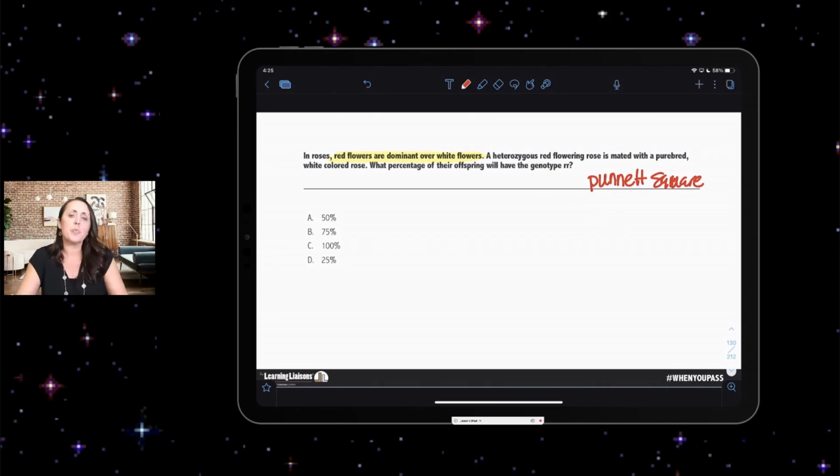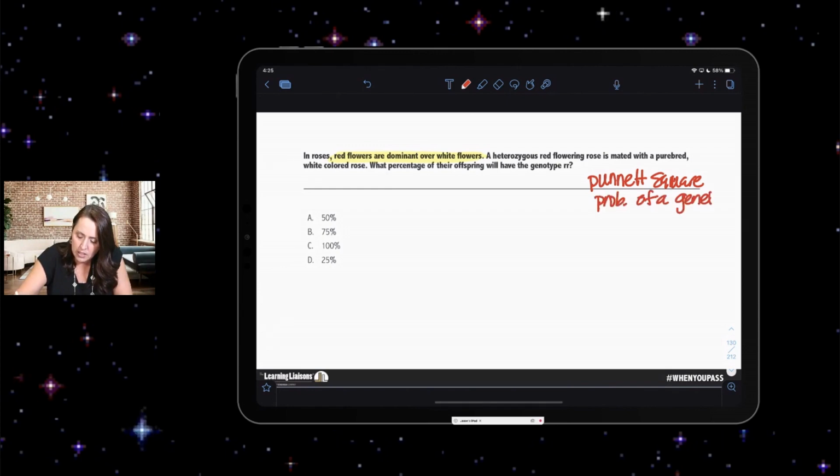A Punnett Square is going to be your probability of a genetic outcome. It's what could be, not exactly what will happen, but it's what could be. So it's your probability of a genetic outcome. It's what could be.